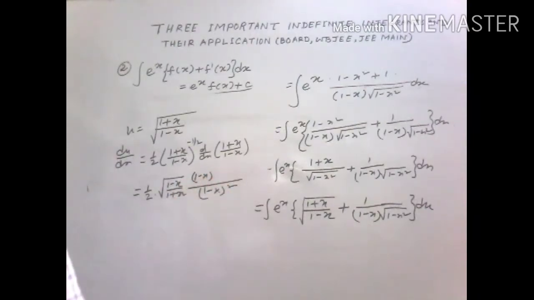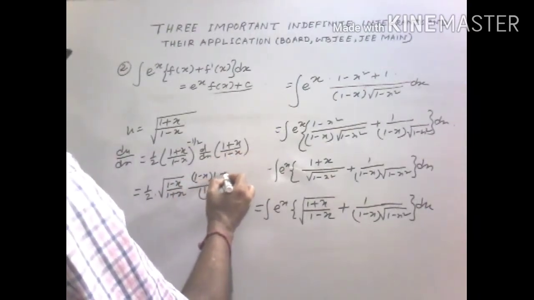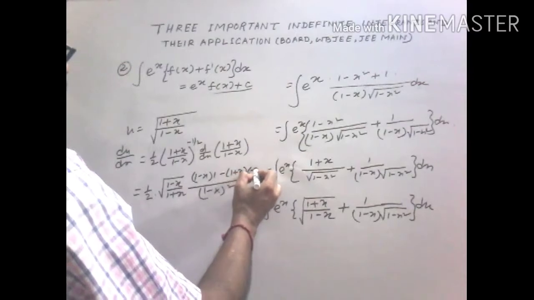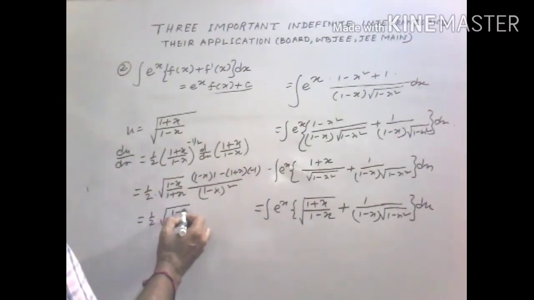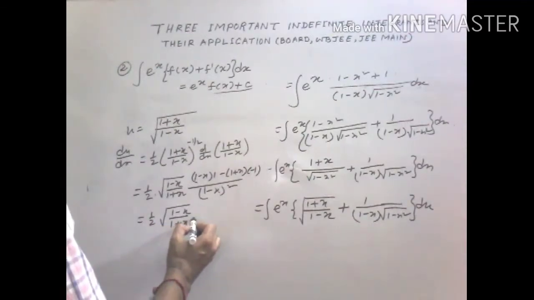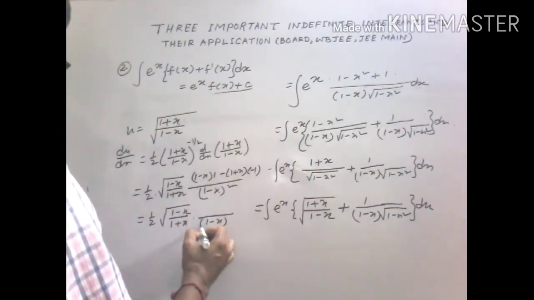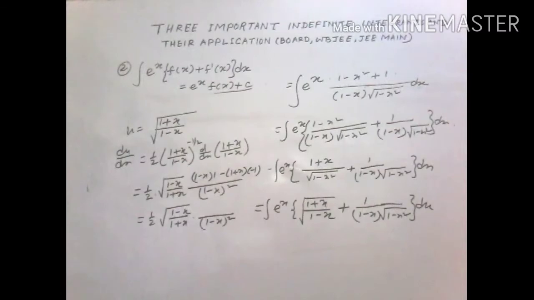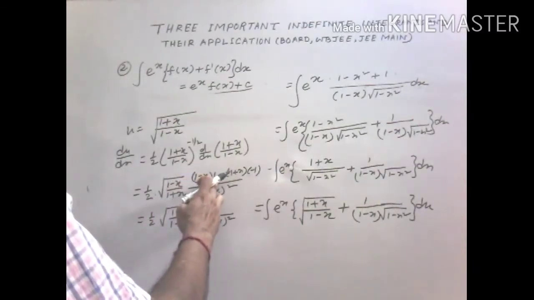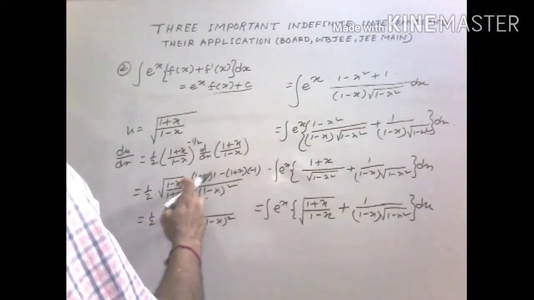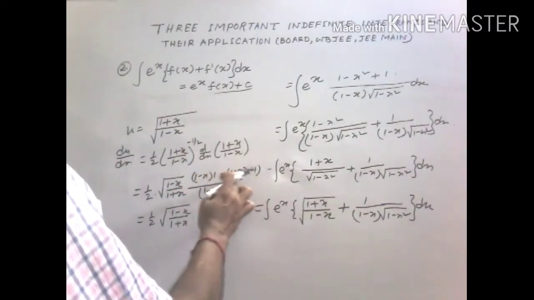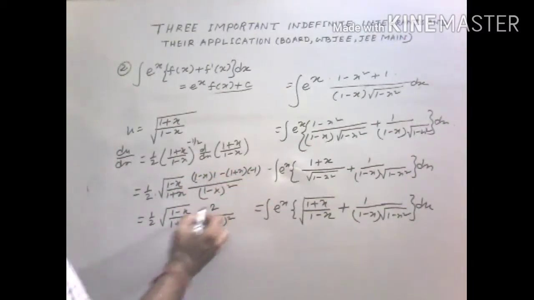So 1 minus x unchanged into 1, 1 plus x into minus 1. So half of root over 1 minus x by 1 plus x, over 1 minus x whole square. Now this is 1 minus x plus 1 plus x, so this is 2. So in 1 minus x, this is plus 1, this is 2.